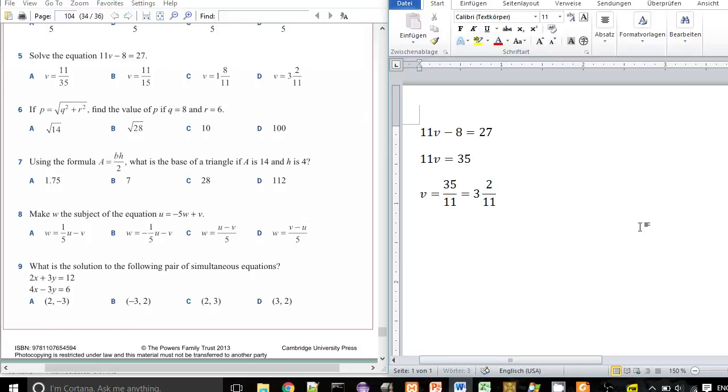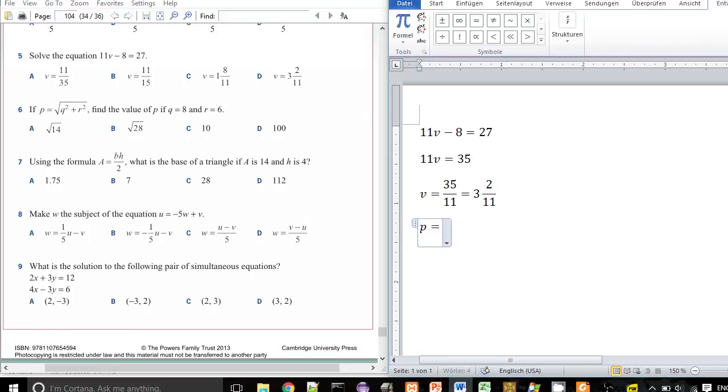Alright, let's write it. p equals the square root of, now it says q squared, so I'll just write 8 squared, and r squared, so 6 squared. For bonus points, what formula does this look like? Pythagoras. Okay, 6 and 8. Actually, yeah, so it's going to be 100. 64 plus 36 is 100. Square root of 100, or you can use a calculator, it's just 10.